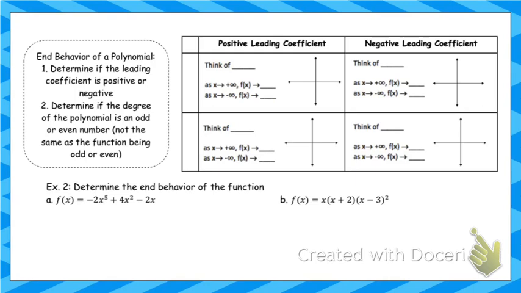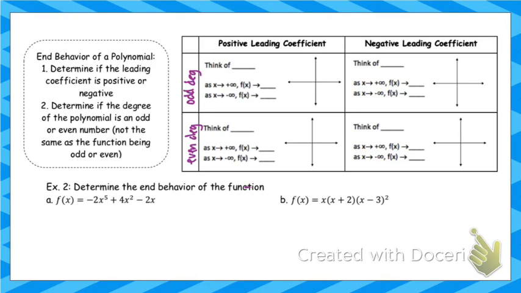So we have 4 possible cases here. We can have a positive leading coefficient with an odd degree, a positive leading coefficient with an even degree, or a negative leading coefficient with either an odd or an even degree. So this little chart here is going to help us remember this, but what's easiest to do actually is to think about some basic parent functions that you already know that fit these characteristics.